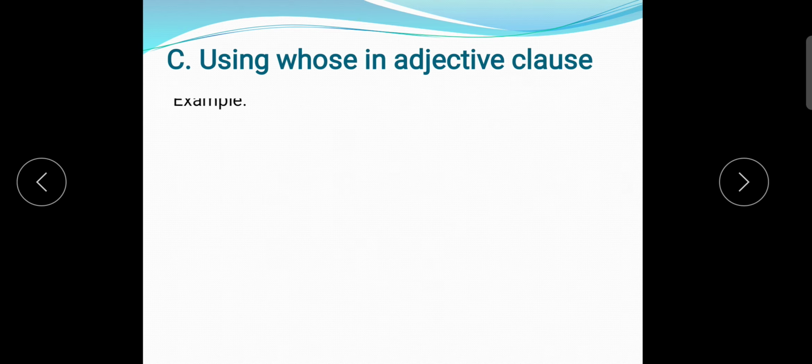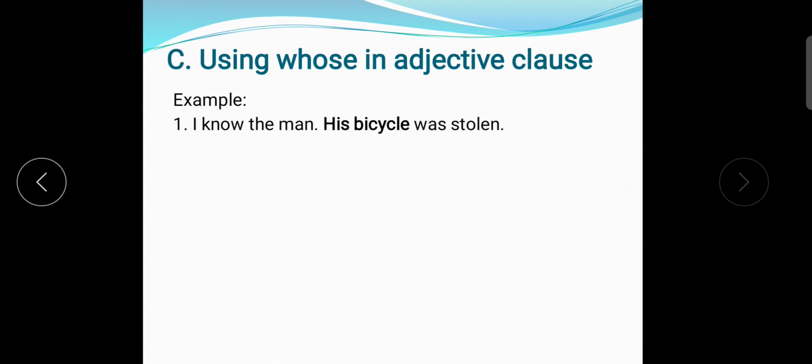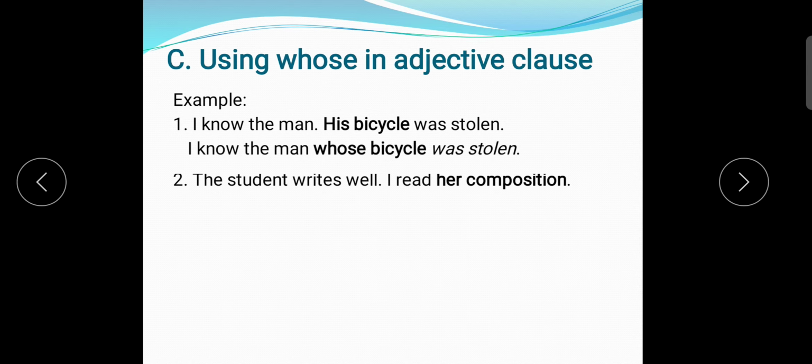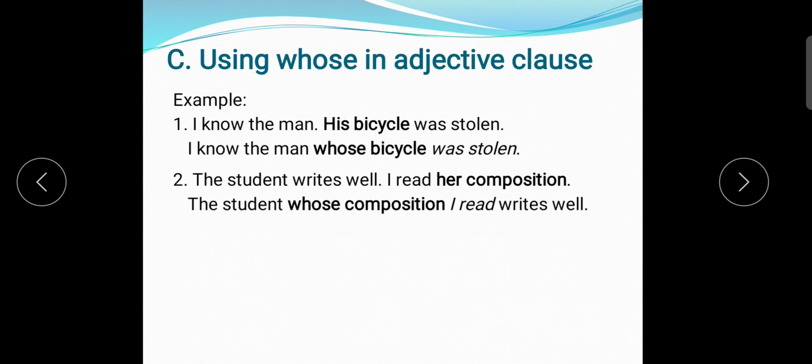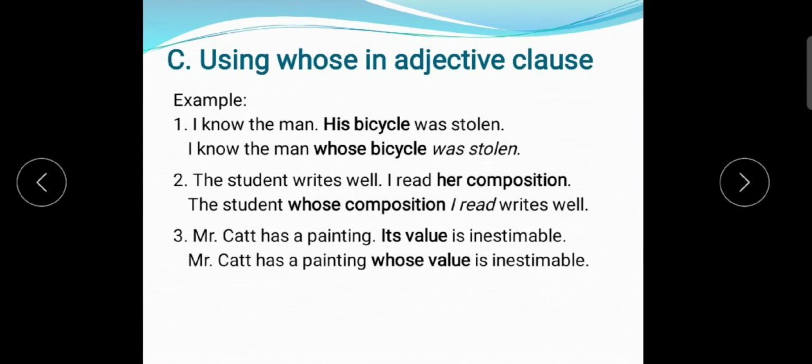C. Using whose in adjective clause. For example, number one, I know the man. His bicycle was stolen. When we combine it, it can be I know the man whose bicycle was stolen. Was stolen here modifies the bicycle. And whose replaces his. So, I know the man whose bicycle was stolen.